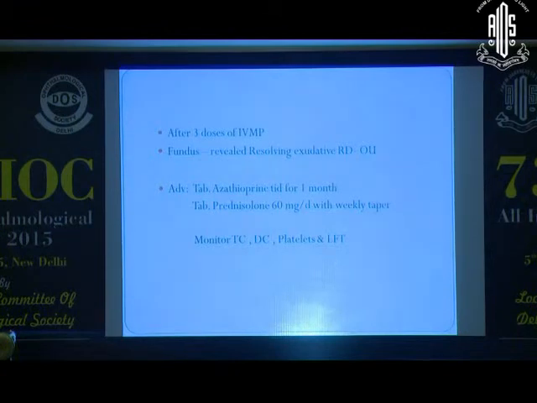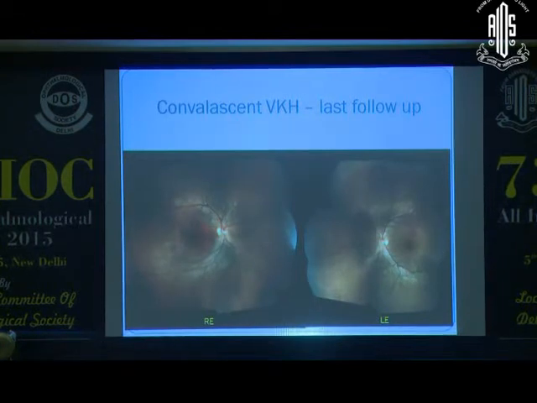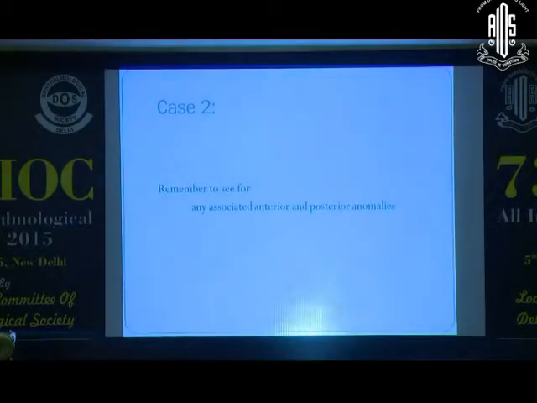The patient underwent 3 doses of IVMP, followed later by immunosuppressive therapy with monitoring of blood counts. And on the last follow-up, this is how she has resolved. So remember that whenever you do an examination from the neuro-ophthalmological point of view, it's not only the afferent and the efferent, you have to look for the associated anterior and posterior segment anomalies. So this is the summary for case 2.